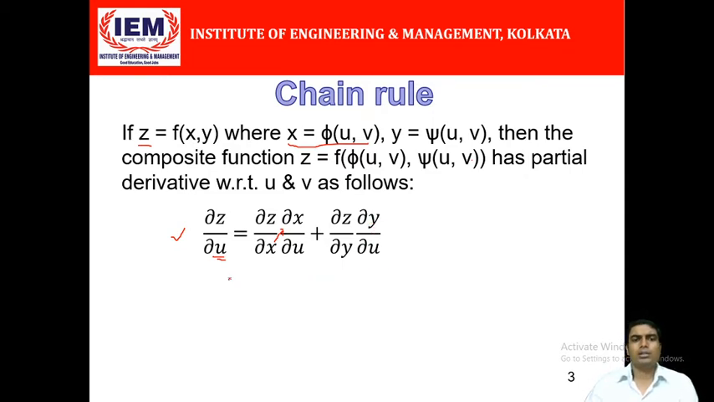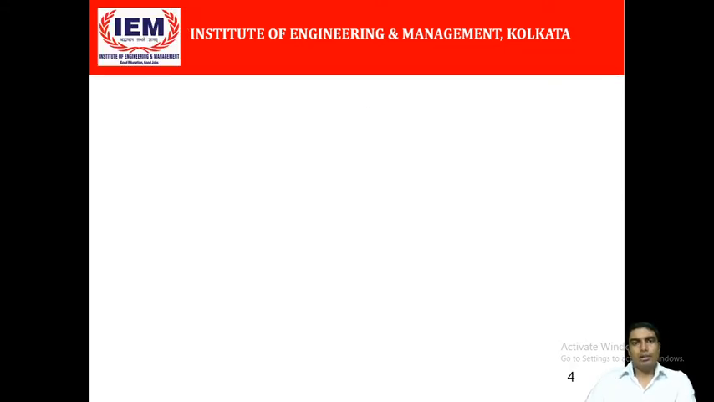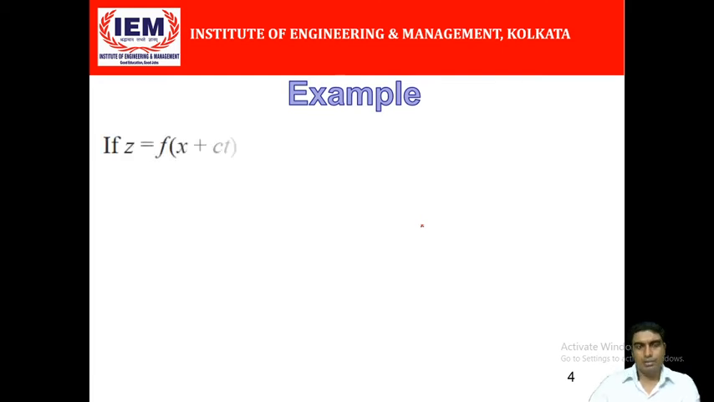Same for the partial derivative of z with respect to v. So here we'll do del z del x into del x del v, plus del z del y into del y del v. So we'll use this pattern, and this is also called the chain rule. So that's all about the chain rule. Now let's apply this method in one example.